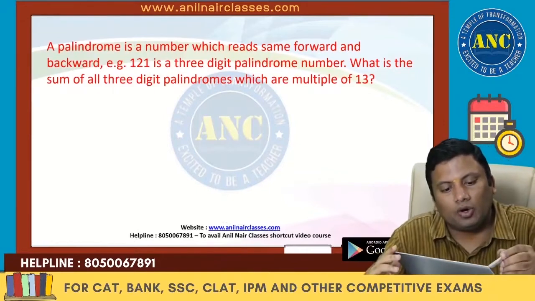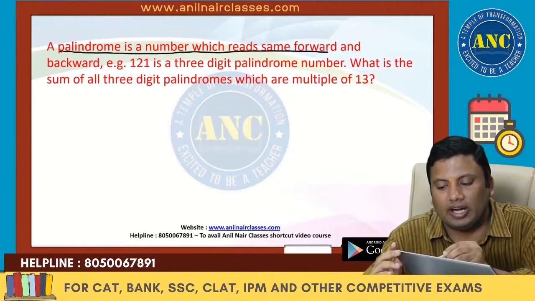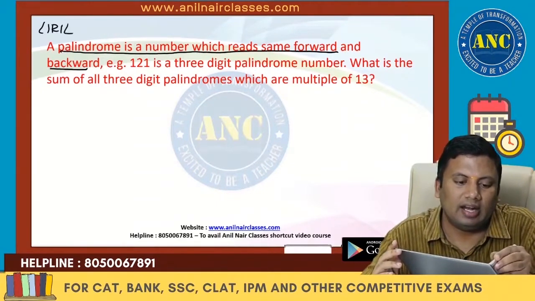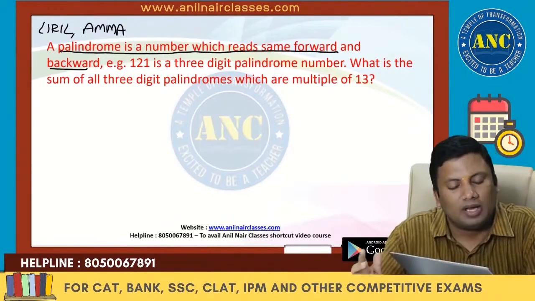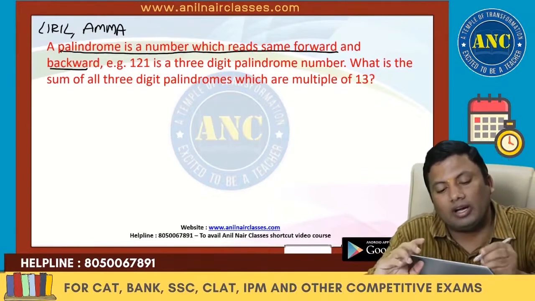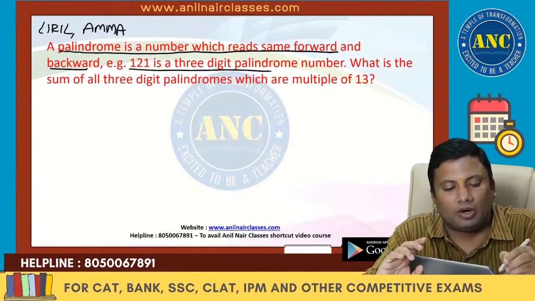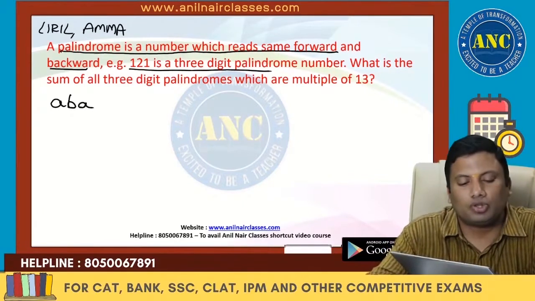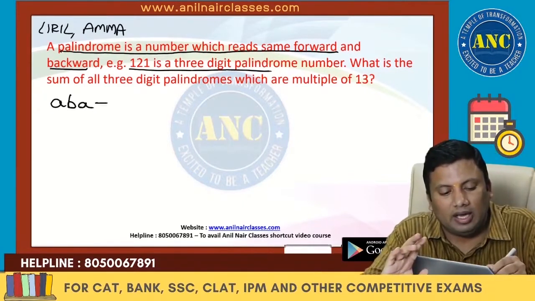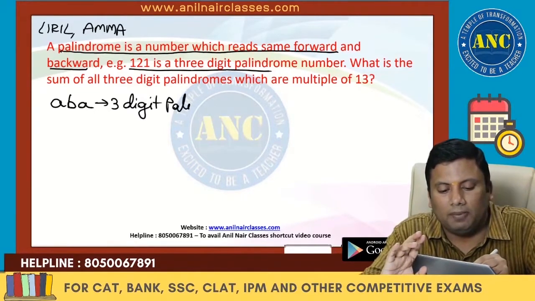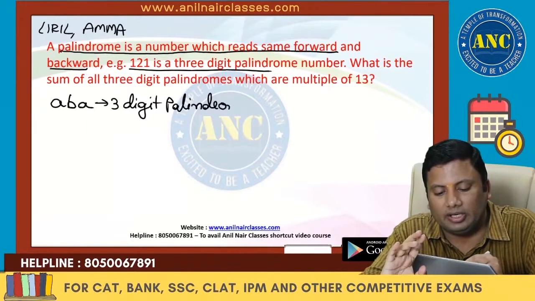A palindrome is a number which reads the same forward and backward, or letters. Liril is a palindrome. Amma is a palindrome. Anna is a palindrome. In numerical values, 121 is a 3-digit palindrome. Left to right and right to left, both should be the same. So, ABA is a 3-digit palindrome.